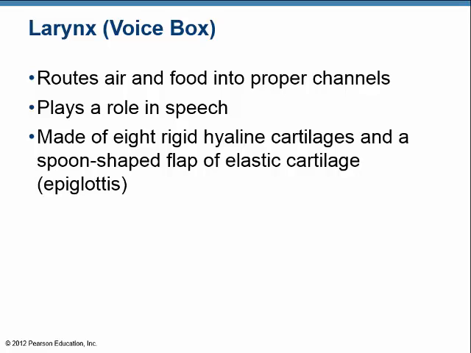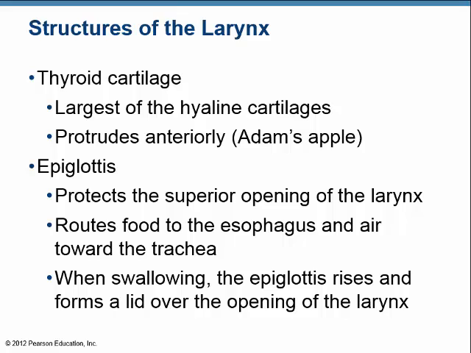The larynx, or voice box, routes air and food into the proper channels. The way it does that is that the spoon-shaped flap of elastic cartilage, the epiglottis, folds over the air passageway every time you swallow. The larynx also includes the vocal cords, which are important for speech.